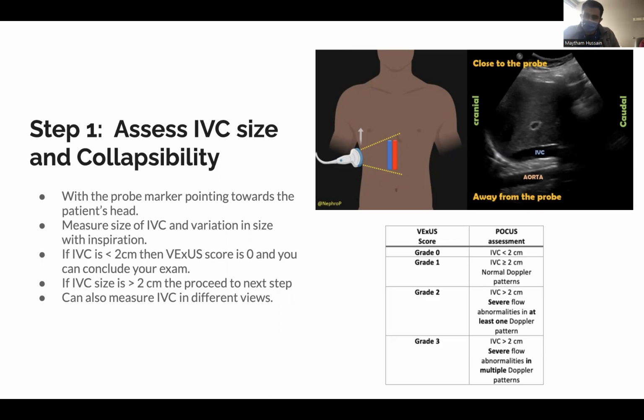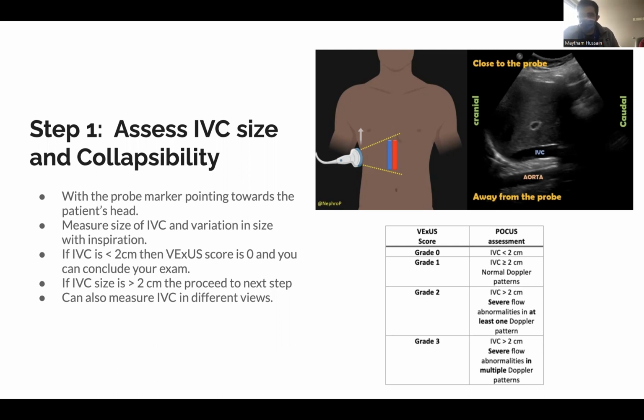So when you do identify the IVC, you can take a measurement then and there, and then decide whether you want to proceed on with your VExUS scan or not. Technically, if your IVC is less than 2 centimeters, then your VExUS score should be 0, and you can end your exam then and there.